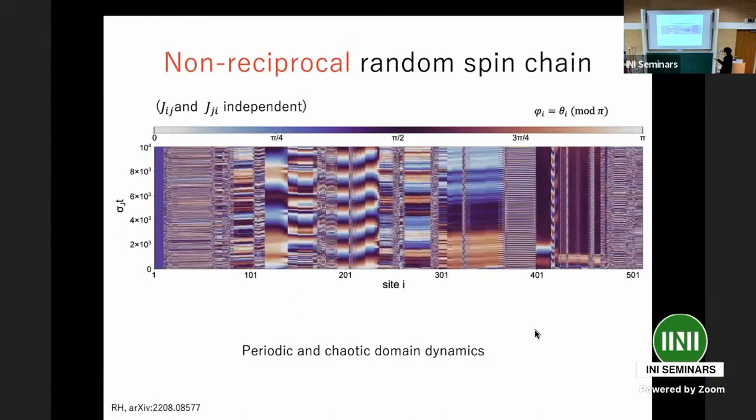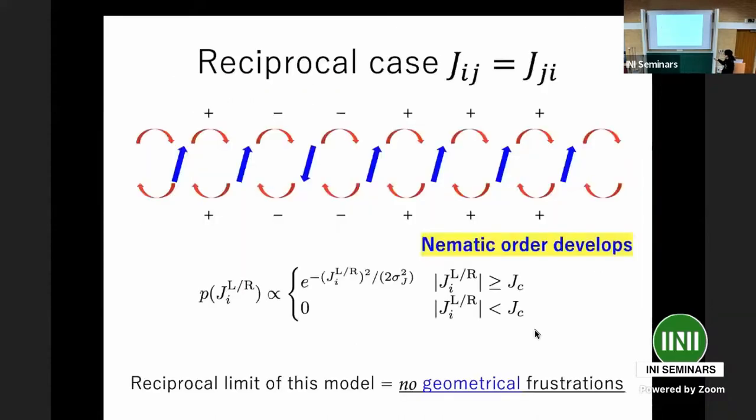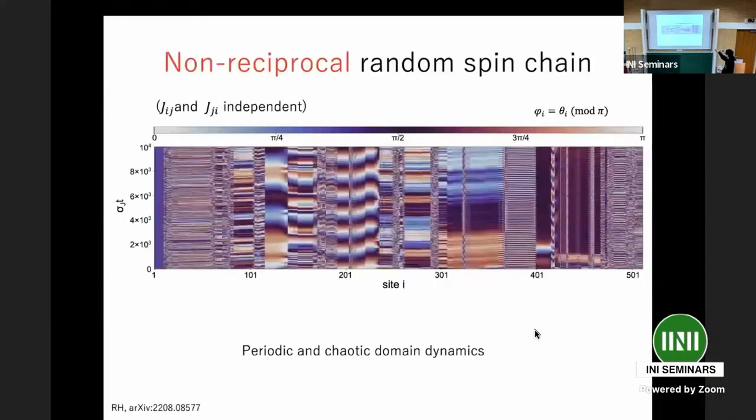So let's look at the simulation result of this non-reciprocal random chain, where J_ij and J_ji are taken to be independent of each other. This is the site index, and this is the time normalized by the width of the interaction. What I'm showing here is the phase, modulo pi instead of 2 pi, because in the reciprocal limit, for example, it all boils down to this nematic order. This lets you see that there can be some partial nematic order locally. But you can see the system split into domains, and you can see a periodic kind of state like this. Some domains have chaotic dynamics, so there's a lot of mess going on.